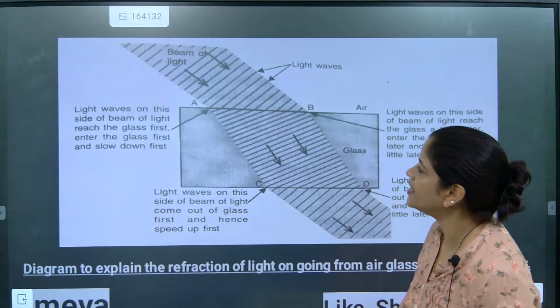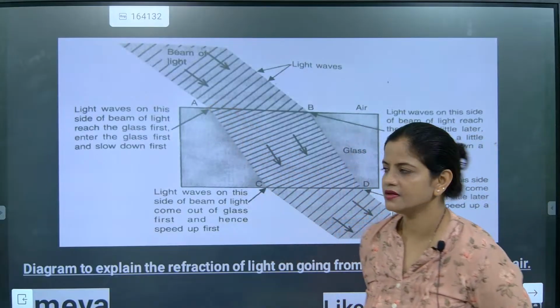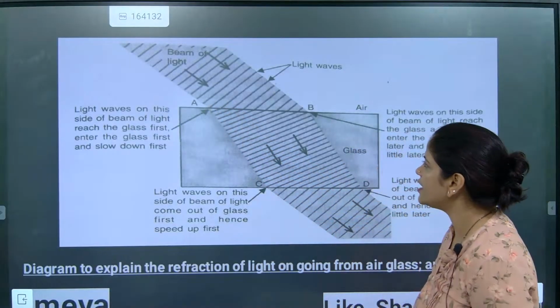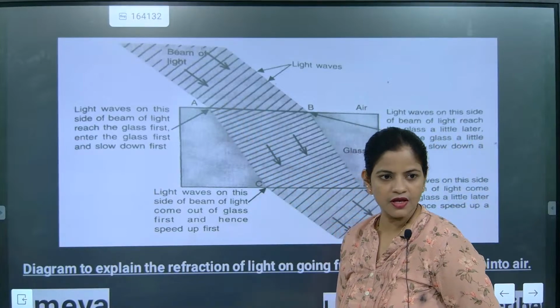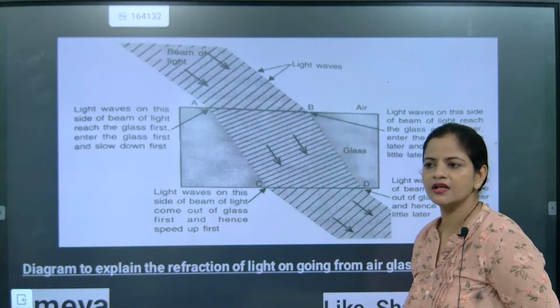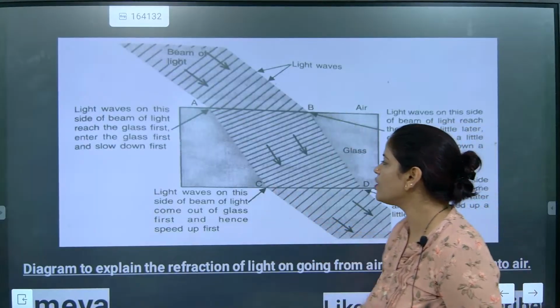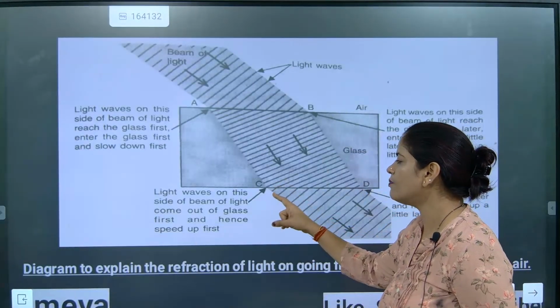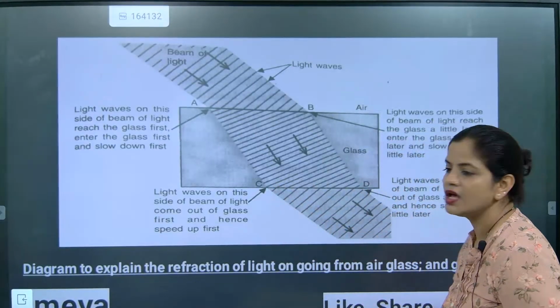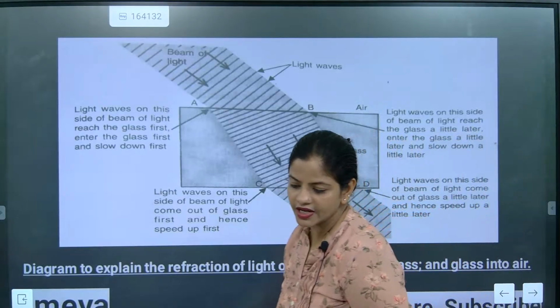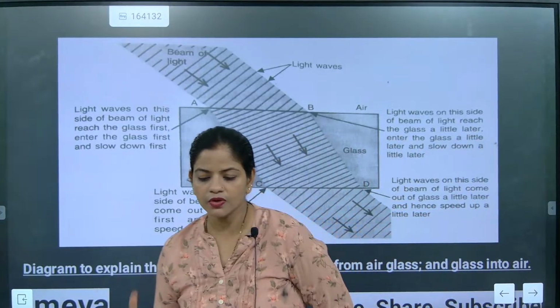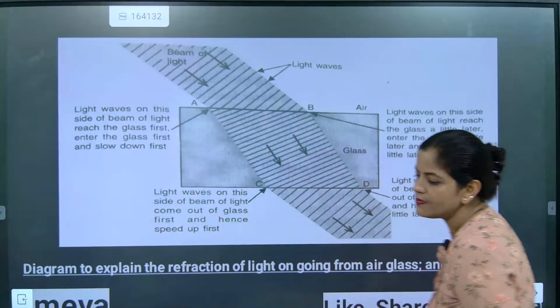So which side is entering first? A side. Understood? So that will slow down first. And which one is entering after that? B side. Then it will be slowing down. But which one will go out first? This one will come out first and this one will come out later. Because of that, bending has occurred. So the entire content is present in the PDF itself.